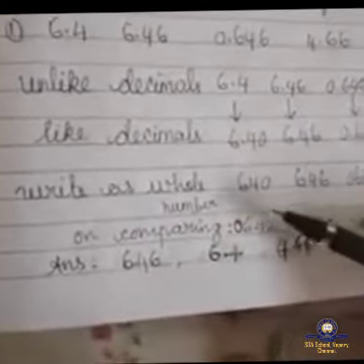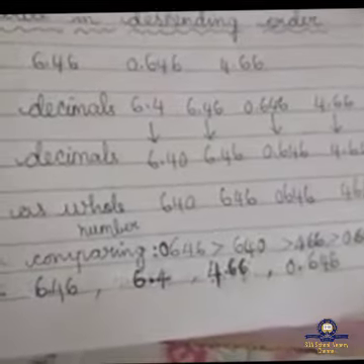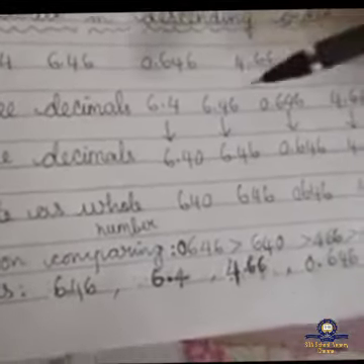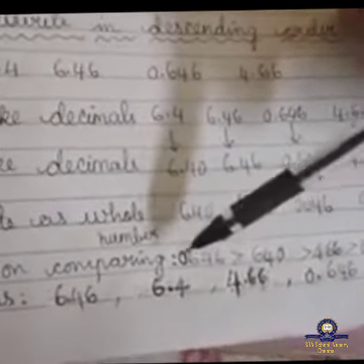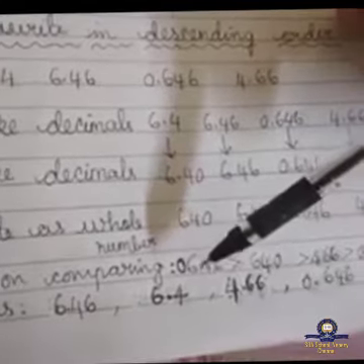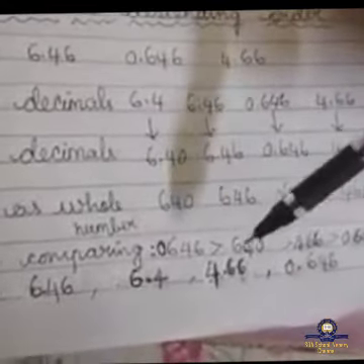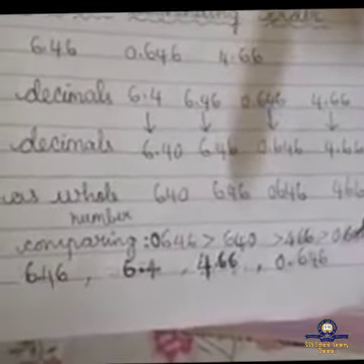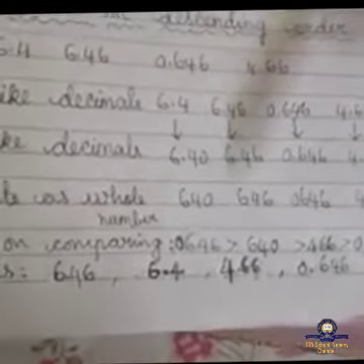Now on comparing we will take the whole numbers only. Listen very carefully, students. Comparing the whole numbers, we have to see which is greater and smaller. We have to arrange in descending order. Here I have taken 646, then next I have arranged 640, then 466, then 0646. Now we have arranged it in descending order.